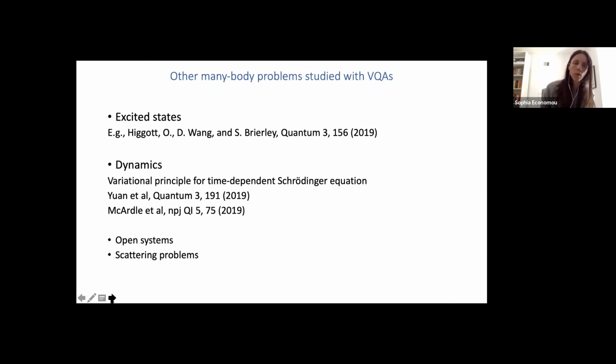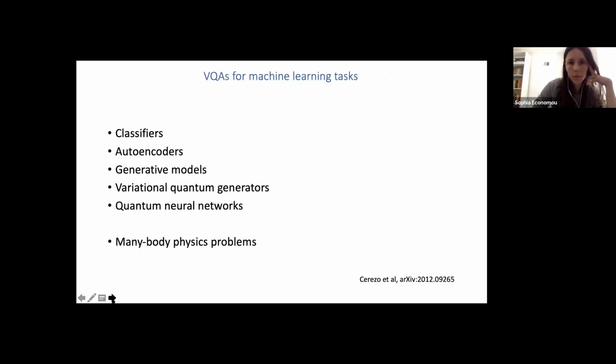Now, there's many other problems that I don't have time to go into that people look at, physics and chemistry problems. So for example, you can find excited states. You can calculate dynamics. That's a very interesting direction. Using a variational principle called McLachlan's principle that is discussed by the group of Simon Benjamin in these papers. You can look at open systems and scattering problems and many other things.